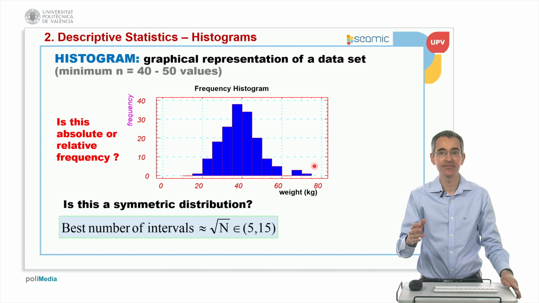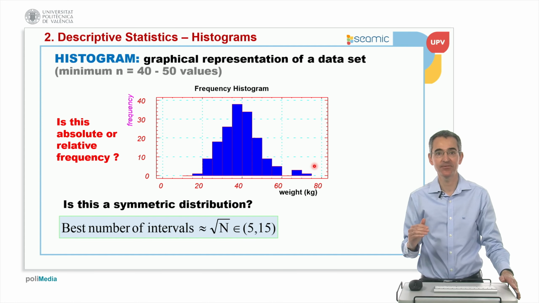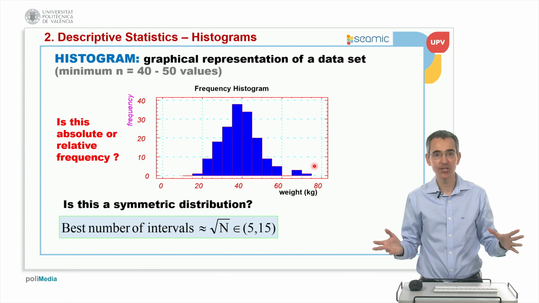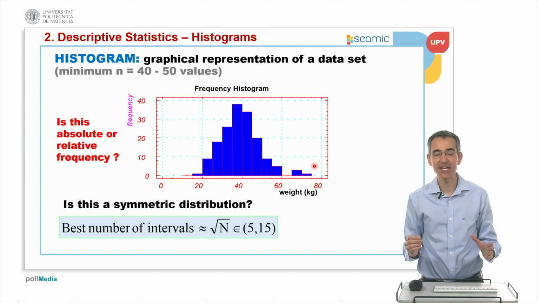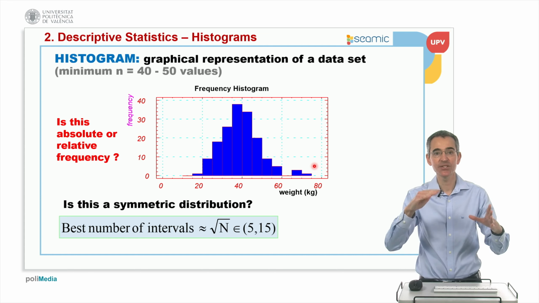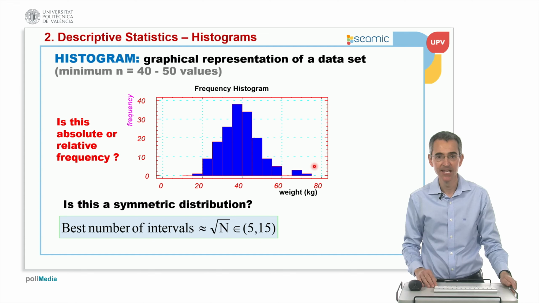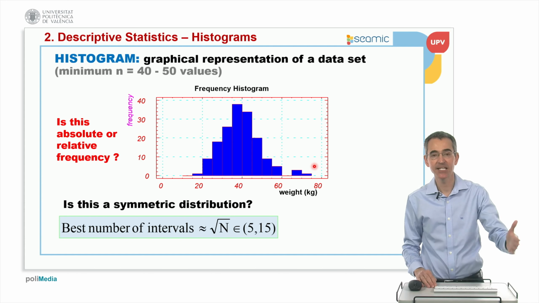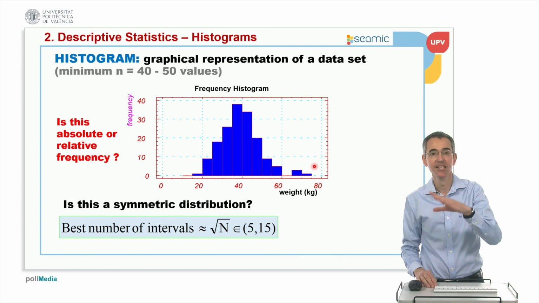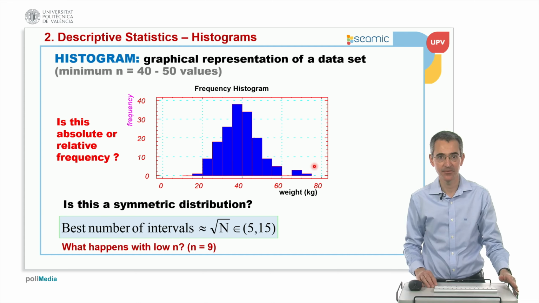But again, if I have 100 data and I use 50 bars, it is too much. Again, the information that we will get from this histogram is not very good. So there is a rule to recommend more or less the best number of intervals. This rule is the square root of n. So this rule works more or less well. And my recommendation is that every time you check the histogram with different numbers of intervals to see which one provides the better information.